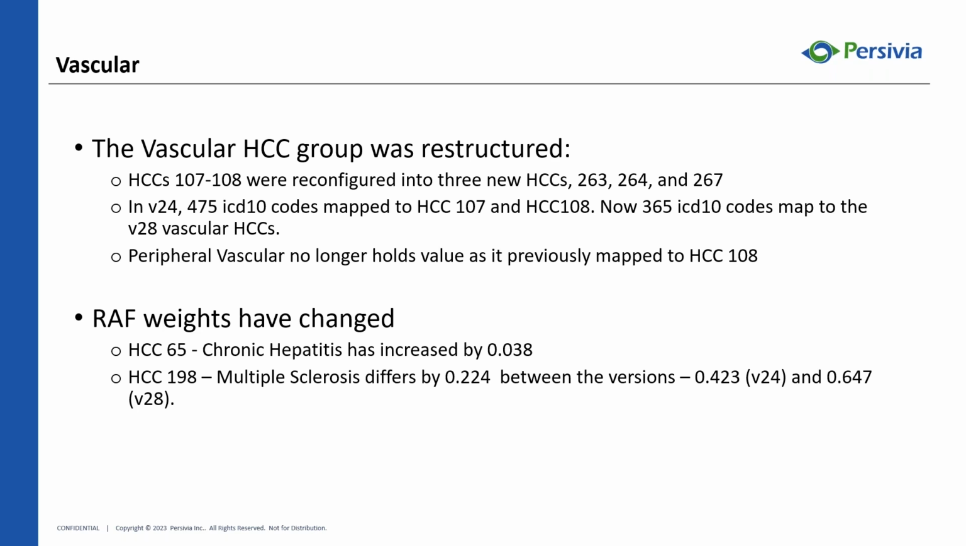Okay, so the RAF weight has also changed, and these are more commonly known as risk adjustment factors. For example, chronic hepatitis has increased by 0.038. Another example is HCC 198, multiple sclerosis, which differs by 0.224 between the versions: 0.423 in version 24, and now it's 0.647 in version 28.